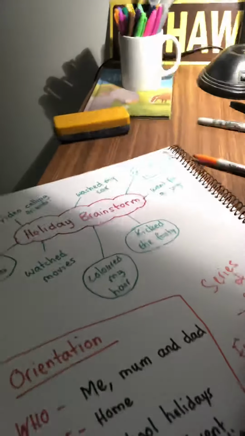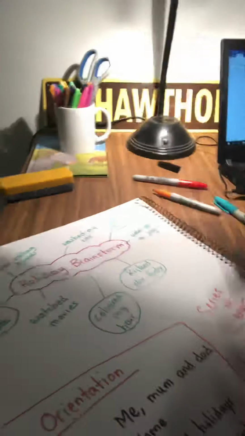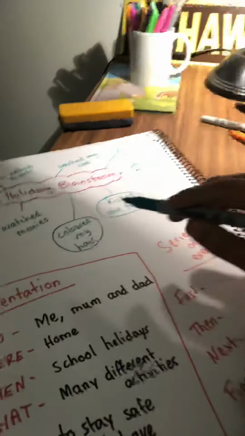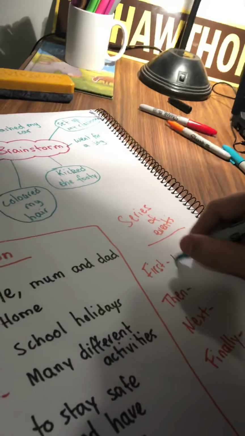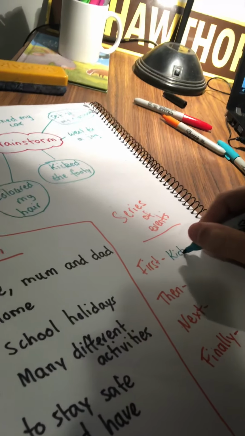Okay. So what was the first thing? Oh, I don't know where I put the black one. Never mind. I'll just use blue. All right. So first, what was the first thing that I did? The first thing I did was I kicked the football. So first, I kicked the football.